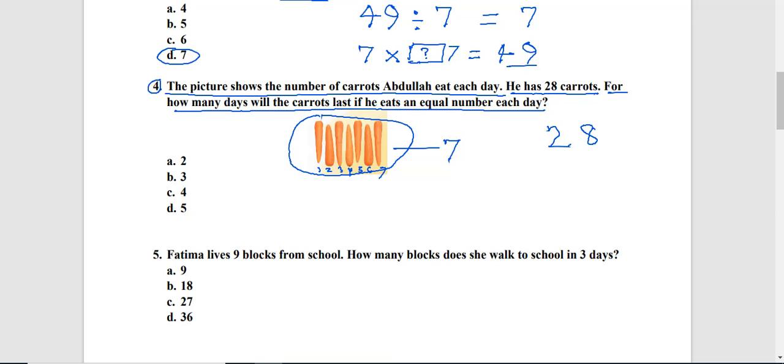So for us to know the total number of days it will take Abdullah to finish 28 carrots is going to be the total 28 divided by the number he eats each day. And 28 divided by 7, an inverse statement of 7 multiplied by how many days will give a total of 28 carrots. The answer is 4. So this is 4. Option C.